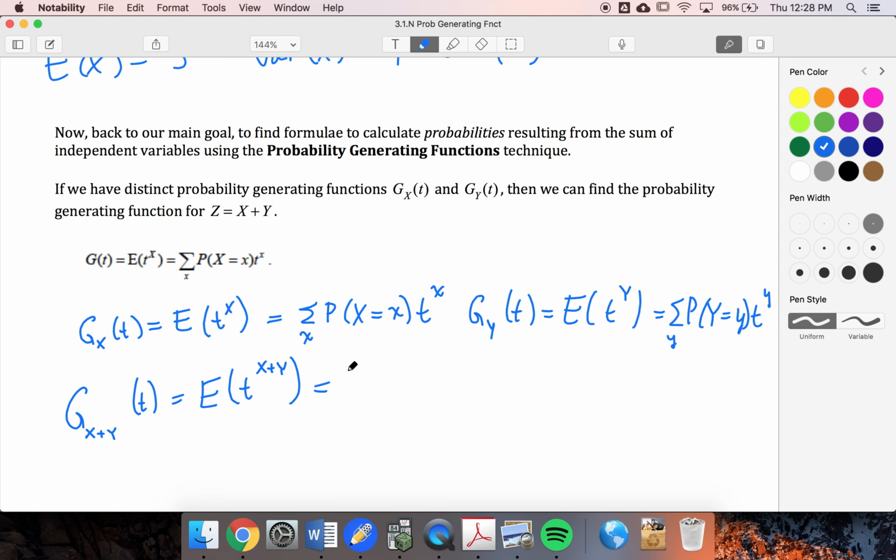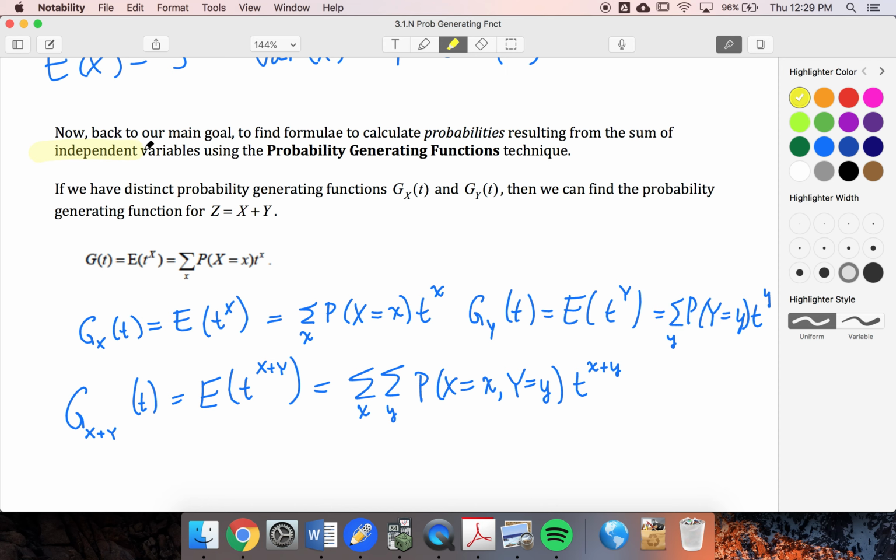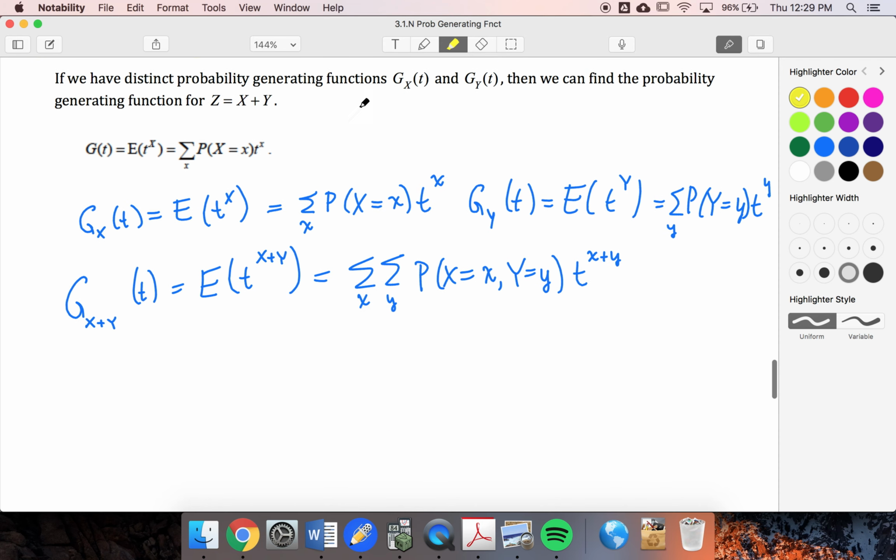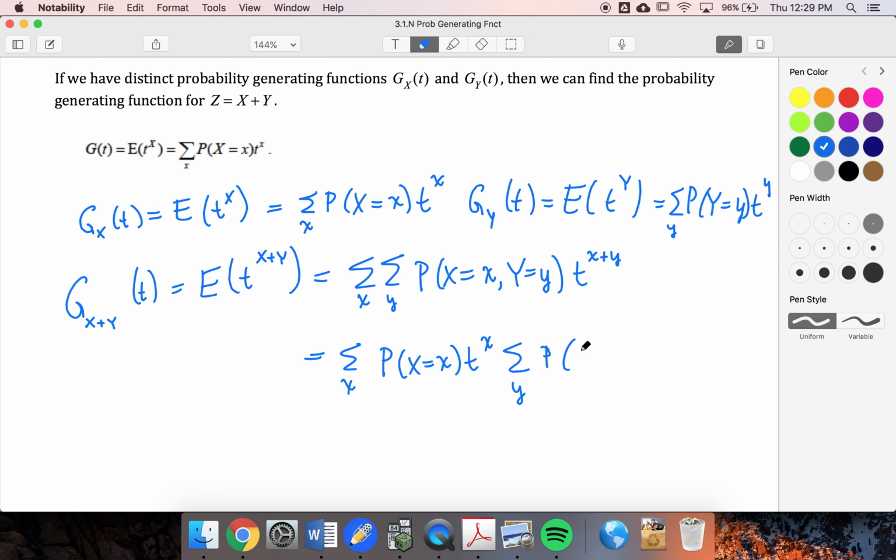So that's going to give me a double sum, because I have to sum across the x values and I have to sum across the y values. And then I'm going to have the probability that x equals x along with y equals y. And then I'll have t to the x plus y. Well, I can separate this out because we're talking about independent variables. So I can only do this separation because they're independent, but I could say that this is the sum over x, t to the x, and I can separate my probabilities because they're independent. So then I have another sum over y, probability that y equals y, t to the y.